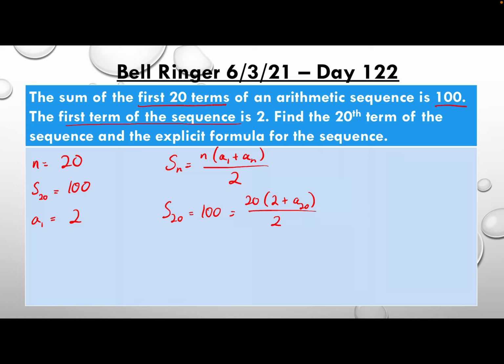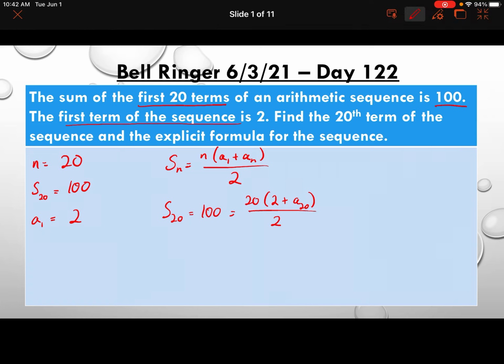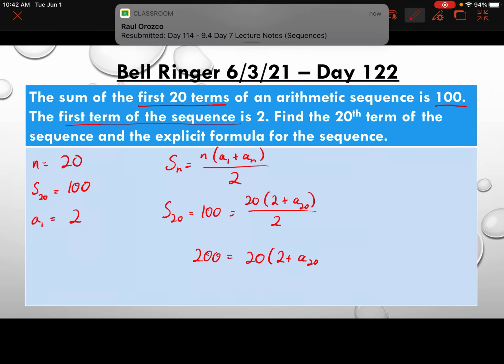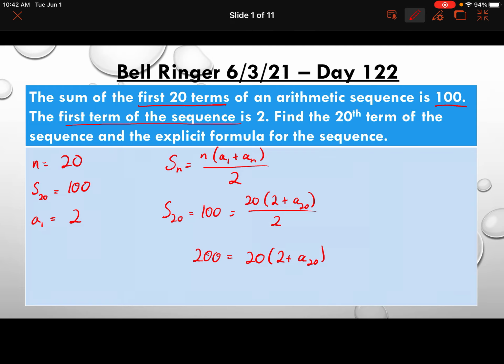So remember, we can solve this algebraically. So the first thing we're going to do is multiply both sides by 2 to get rid of that division by 2 on the right side. So that gives us 200 is equal to 20 times the quantity 2 plus the 20th term. All right. Now we're going to divide both sides by 20 to get rid of that 20 out in front. So we end up with 10 is equal to 2 plus a sub 20. And then finally, we're going to subtract 2 from both sides, which means that the 20th term in this sequence is 8. Okay, so the 20th term is 8.